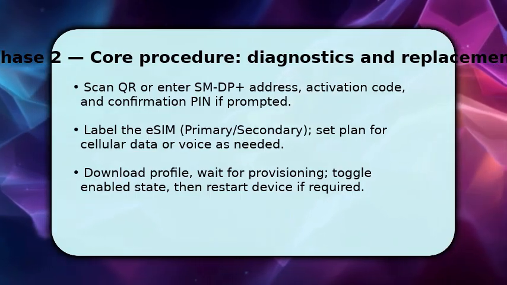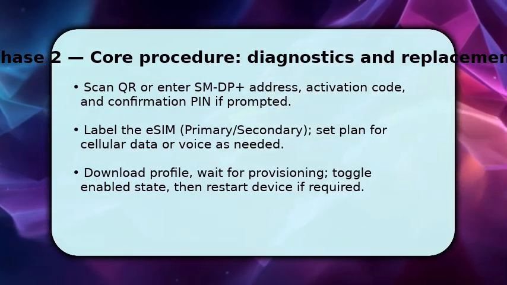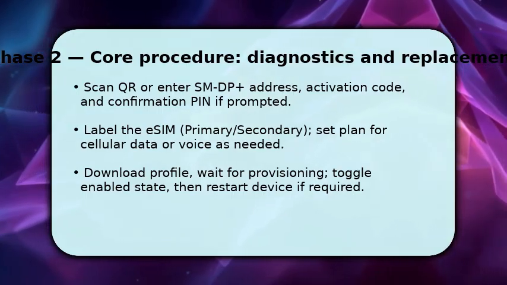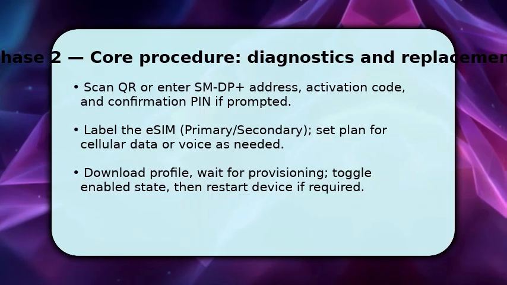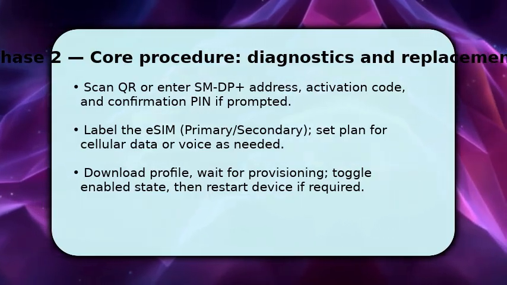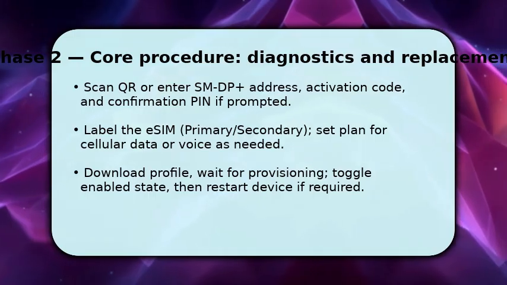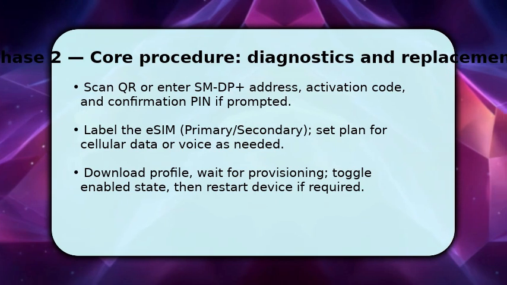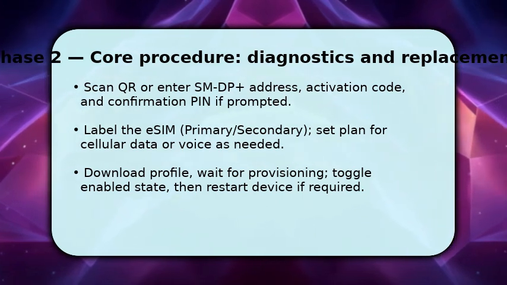Once the profile downloads, label it clearly, primary for data or secondary for travel, and then assign it for cellular data or voice as your use case dictates. After you toggle the eSIM enabled, the network will provision. If provisioning stalls, toggle airplane mode briefly and try again, because that forces a fresh network registration.